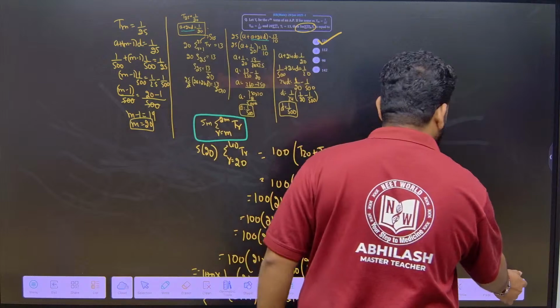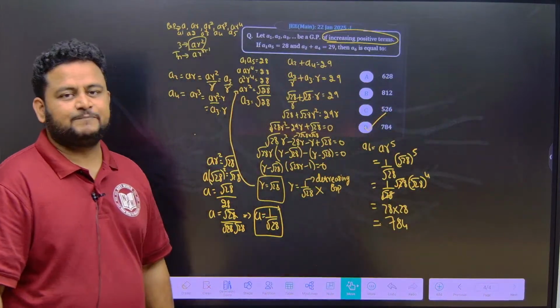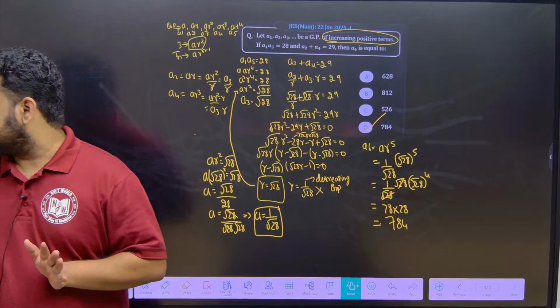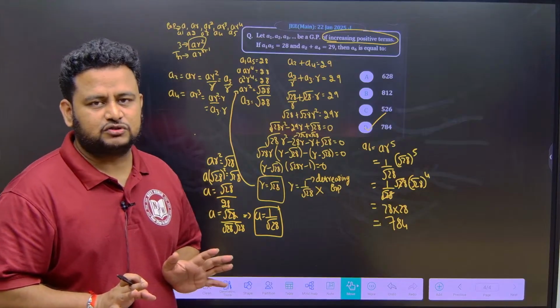And this is the question which is solved recently, which I have already explained, where we have to find the sixth term of the geometric progression. Clear, friends, this is how we have to solve these questions.